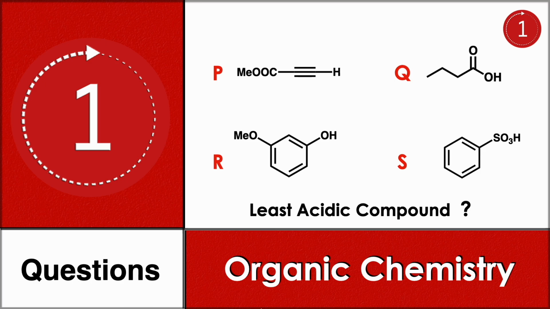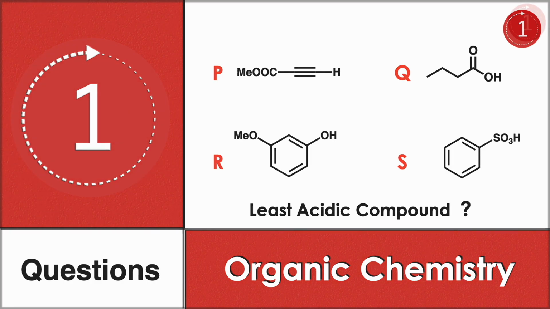Daily one question for you. Here you have four different hydrogen atoms. All are in the acidic position. P, Q, R, S. P is alkyne, Q is acid, R is phenolic OH, S is sulfuric acid OH. You have to find among the four which is least acidic.